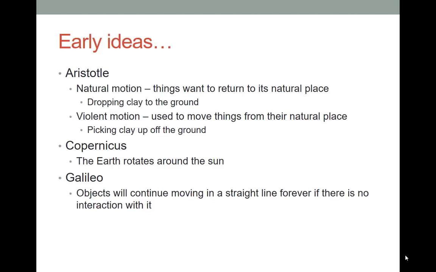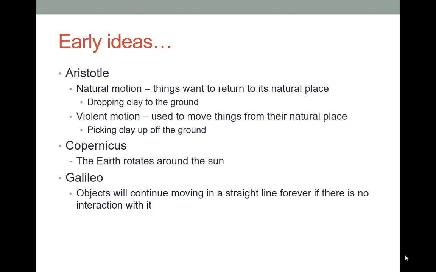To start us off, let's think about the early ideas. What led to Newton's laws? In ancient Greece, we had Aristotle. Aristotle felt that everything had a natural motion. Things wanted to return to their natural places. So dropping clay to the ground: clay wants to be part of the ground because it is a form of earth. Smoke and steam rise because they are air and they want to be up above where air exists.